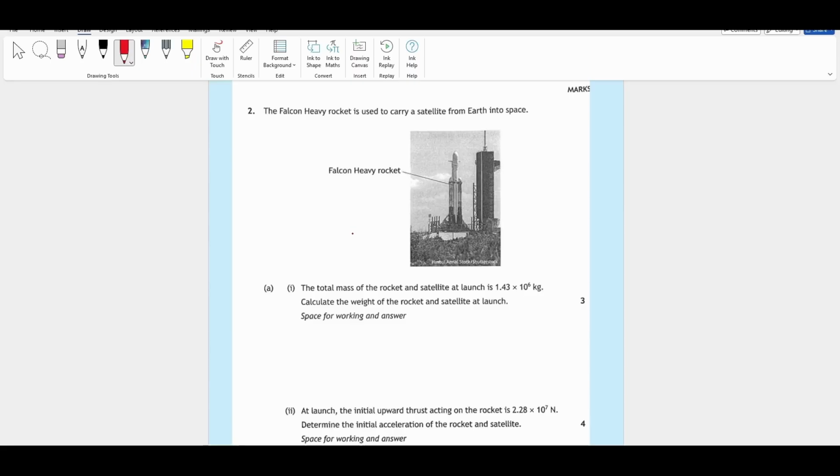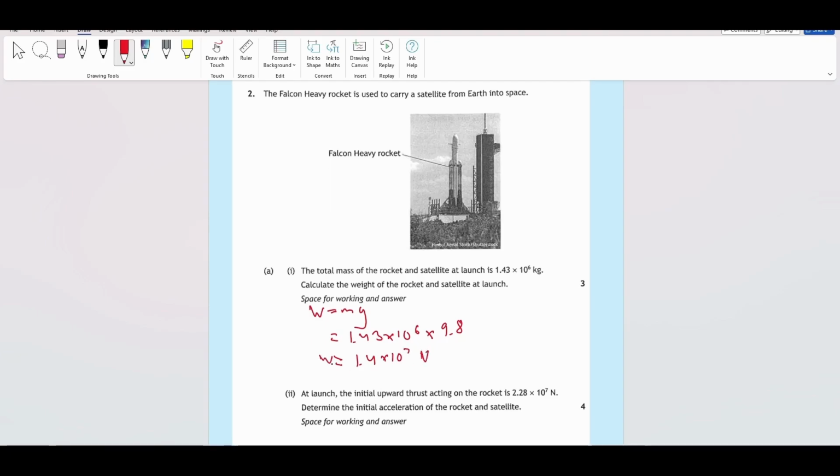Question 2 says the Falcon Heavy rocket is used to carry a satellite from Earth into space. The total mass of the rocket and satellite at launch is 1.43 times 10 to the 6 kg. Calculate the weight of the rocket and satellite at launch. So here we use W equals mg, which is 1.43 times 10 to the 6 times the gravitational field strength, which is 9.8, and that equals 1.4 times 10 to the 7 newtons for the weight, and that's done.